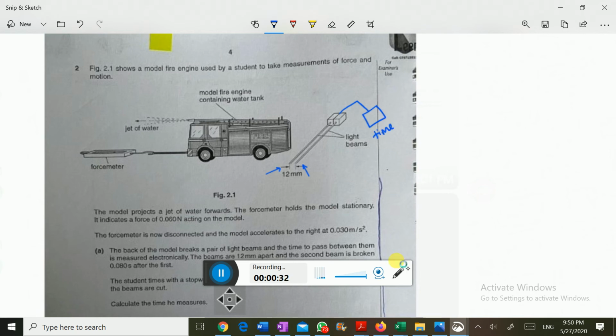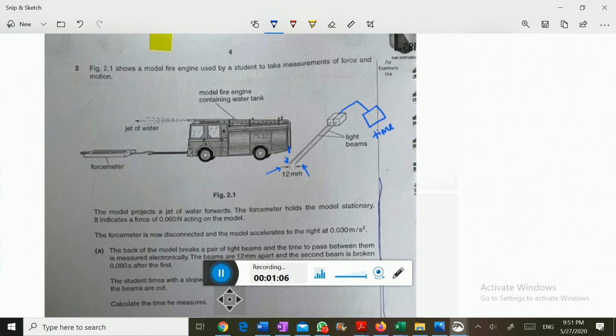When the first light beam is cut by the end of the truck, or the model engine, the timer starts. When the same end cuts the second light beam, the timer stops. It works as a light gate or motion sensor. In this way, guys, we will record the time between these two light beams, right? The time between these two light beams.